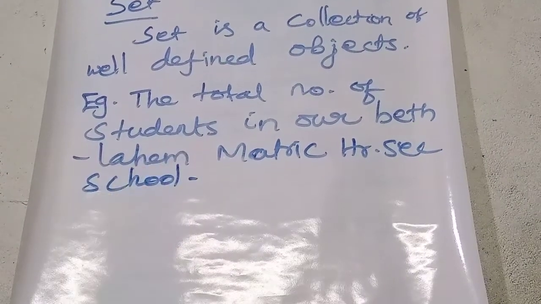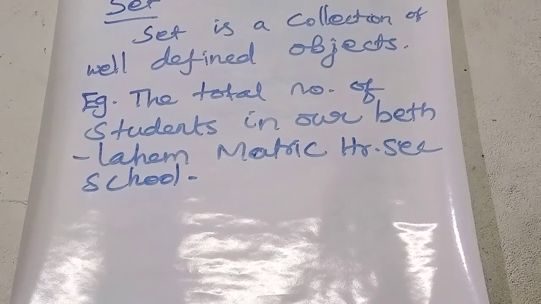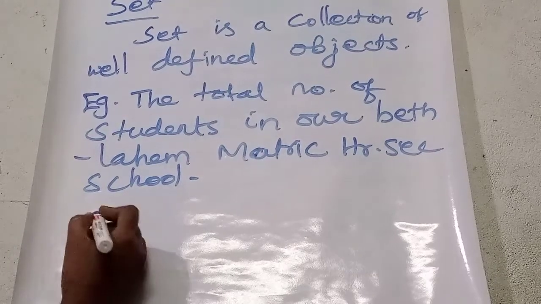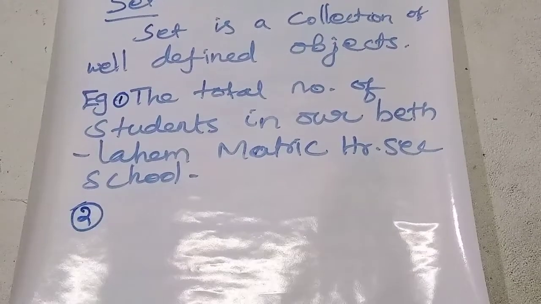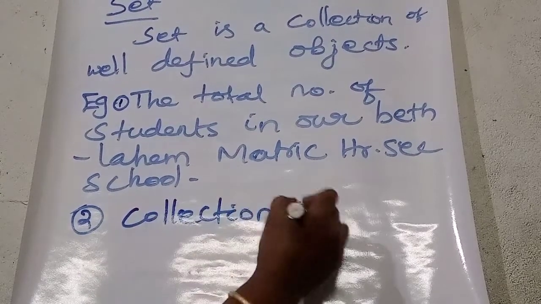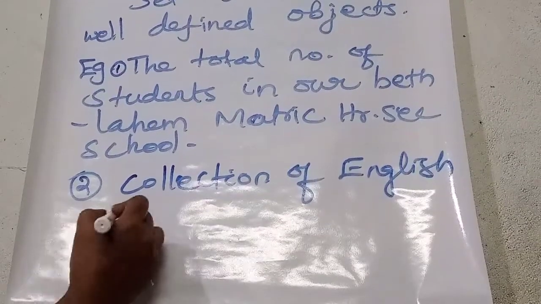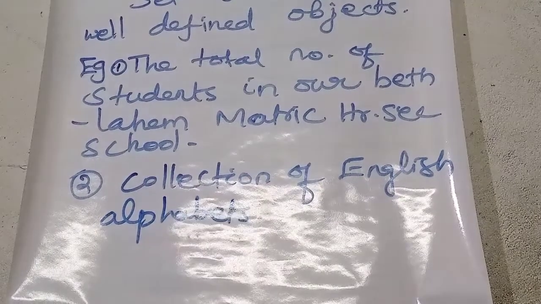Can you say one more example? Can you guess? Collection of English alphabets. How many English alphabets are there? Do you remember? We have 26. That is one well-defined set. So example 1 and example 2: collection of English alphabets.